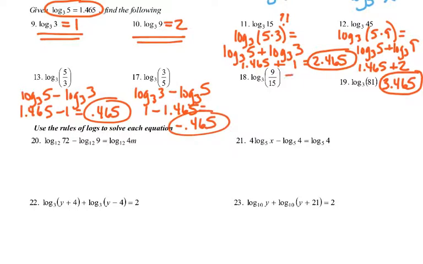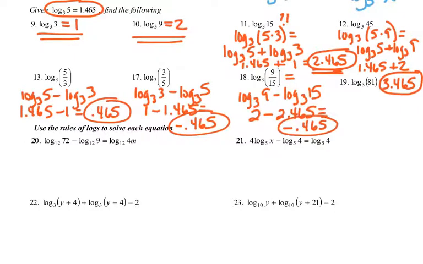Log base 3 of 9 minus 15. The nice thing here is you can take answers that we've already done. So we know that 3 squared is 9, so it's 2, and then we already did log base 3 of 15, 2.465, so another negative 0.465. Which, by the way, should make sense. Why? 9 over 15, when I reduce it, is 3 over 5. So basically the same problem.